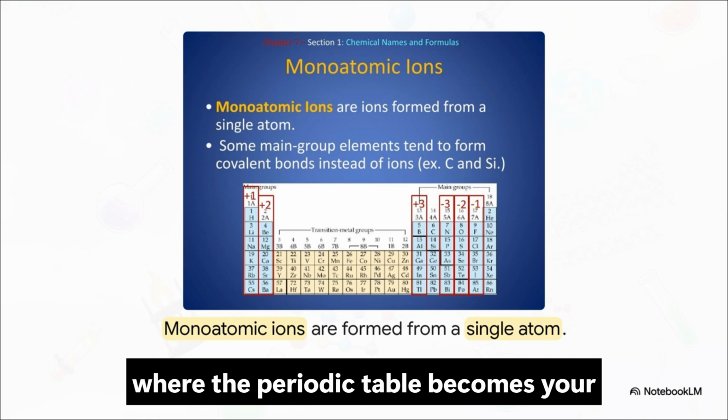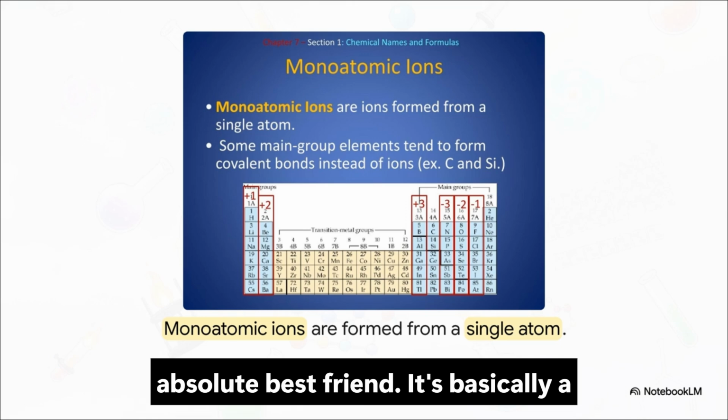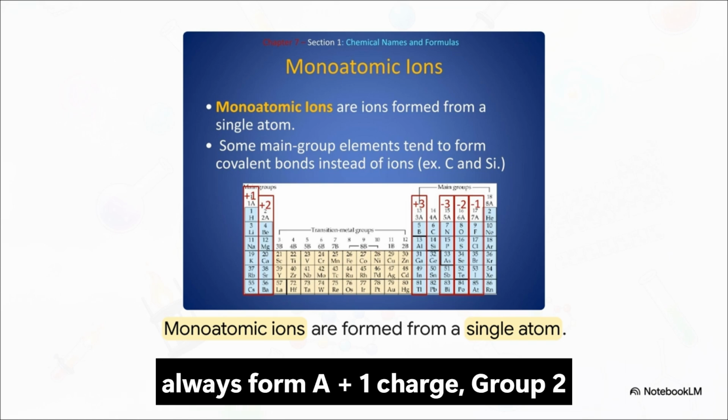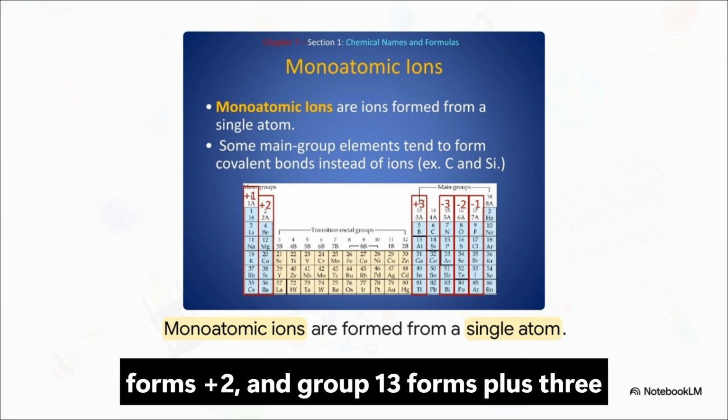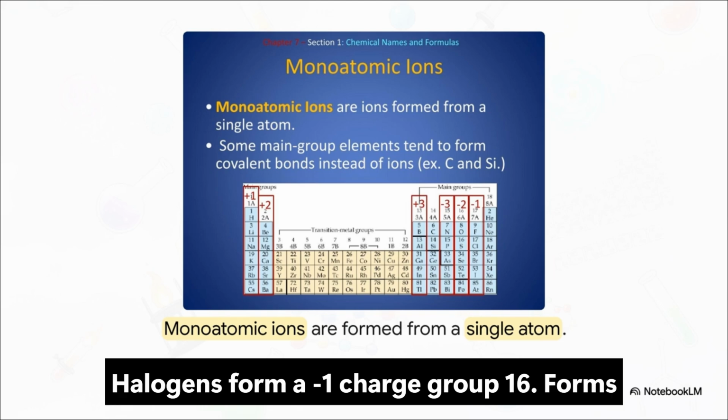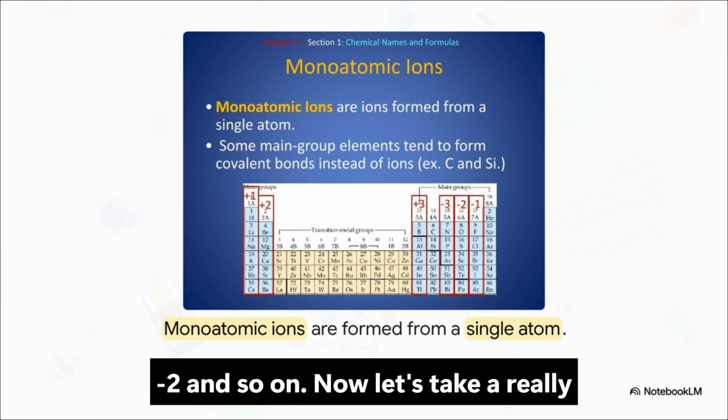And here is where the periodic table becomes your absolute best friend. It's basically a giant cheat sheet. Elements in group 1 always form a +1 charge, group 2 forms +2, and group 13 forms +3. Over on the other side, group 17 halogens form a -1 charge, group 16 forms -2, and so on.